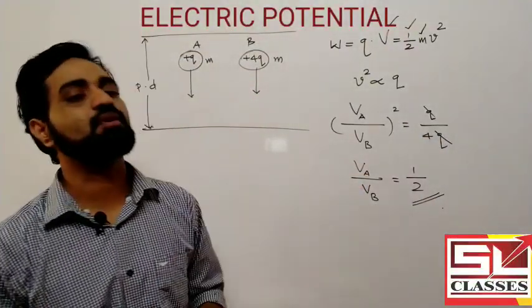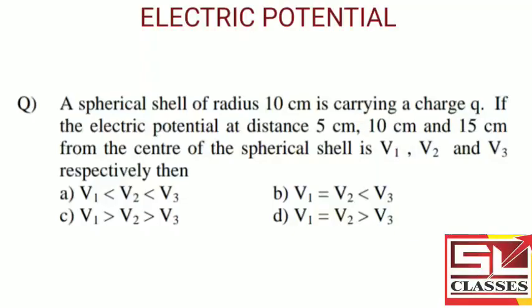Now we are moving to one more question. You can listen, please. Question: a spherical shell of radius 10 cm is carrying a charge Q. If the electric potential at distances 5 cm, 10 cm and 15 cm from the center of the spherical shell is V1, V2 and V3 respectively, then, different options are given by comparing their potentials: V1 less than V2 less than V3, V1 equal to V2 less than V3, like that. You can see the options.